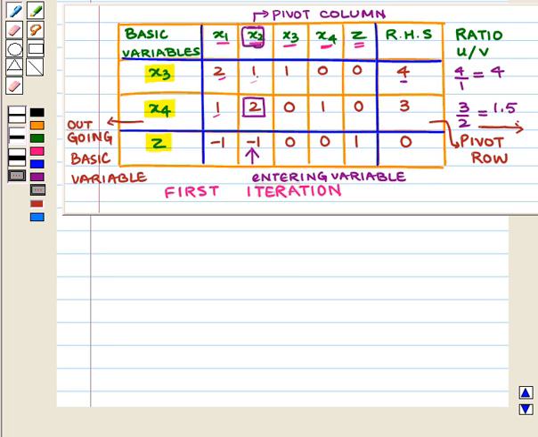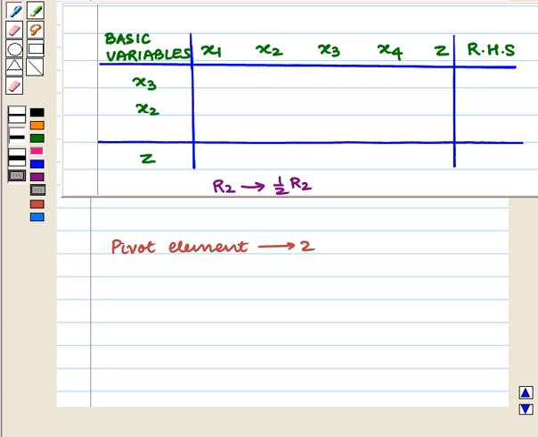Now let us come to the example. To change the entries in the pivot column, we now use the above mentioned procedure. So now we convert the pivot element 2 to 1. Here we have the pivot element 2, so we will divide the whole pivot row by 2. So we have the following table. The first row is as it is.